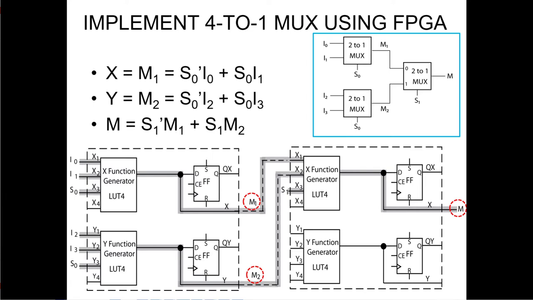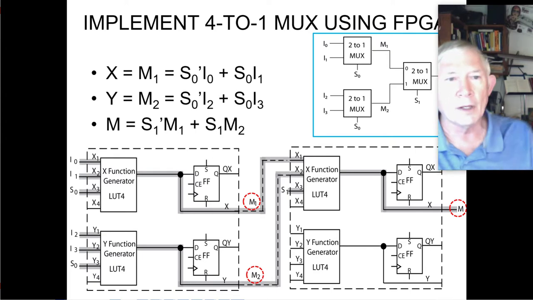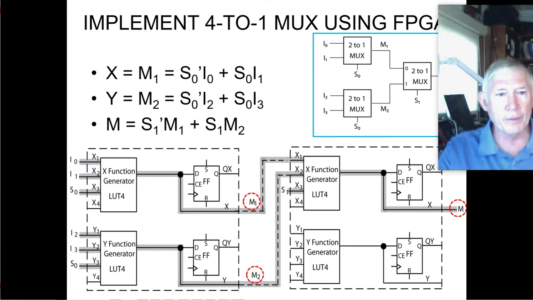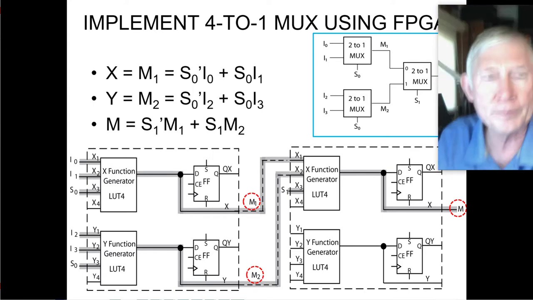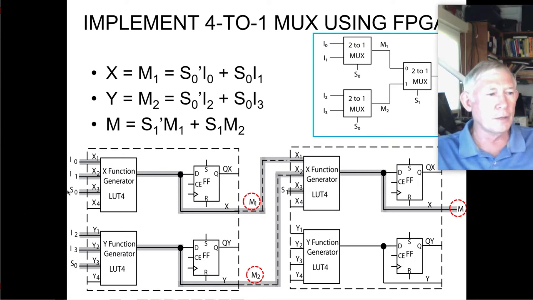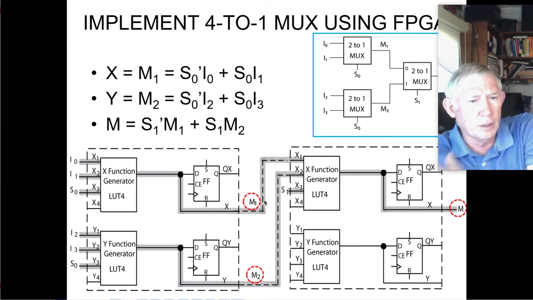So you can see it's kind of expensive to implement these 4-to-1 muxes using these LUT4s. And a LUT6 would kind of be even worse, I think, although maybe you could do it all in one fell swoop with a LUT6. I have to think about that.